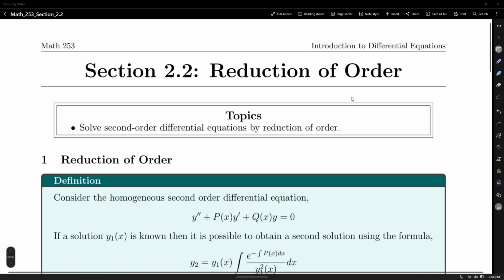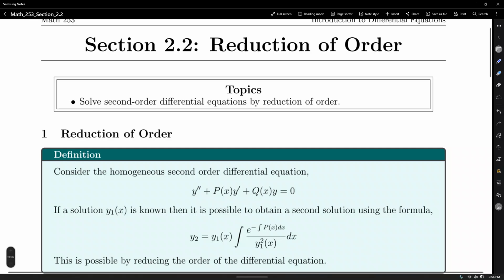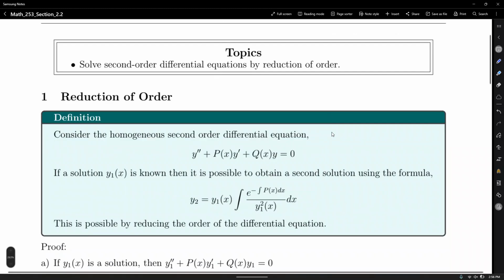of information, one very powerful tool that will help us have a better understanding of how the subsequent methods work. So we're going to talk reduction of order. We're going to solve second order differential equations by reduction of order.